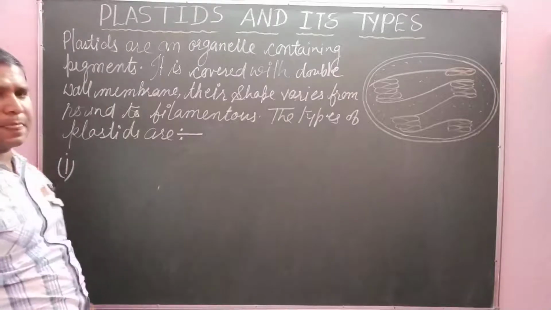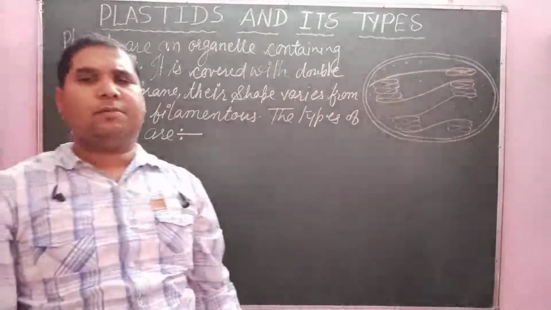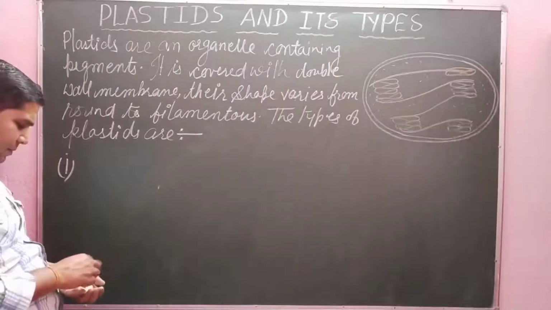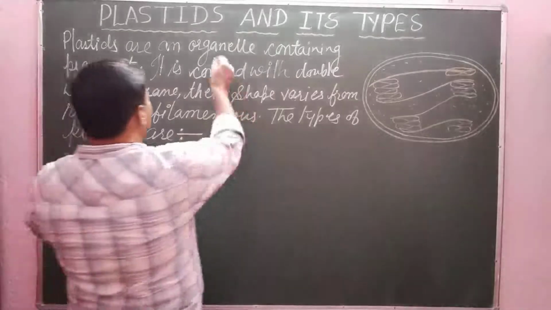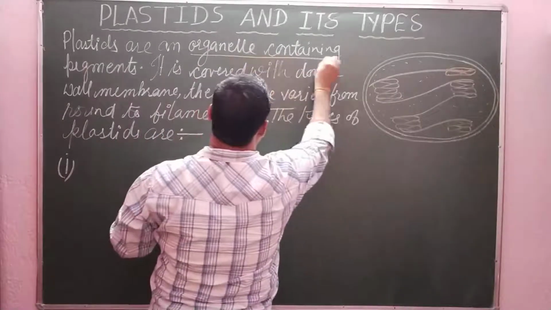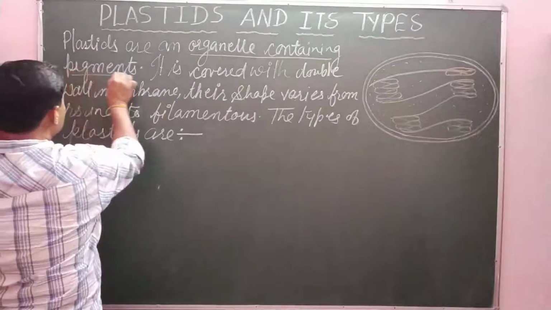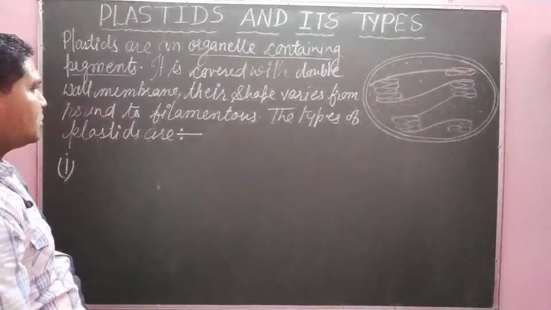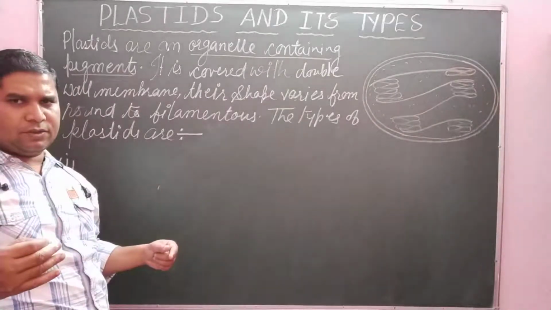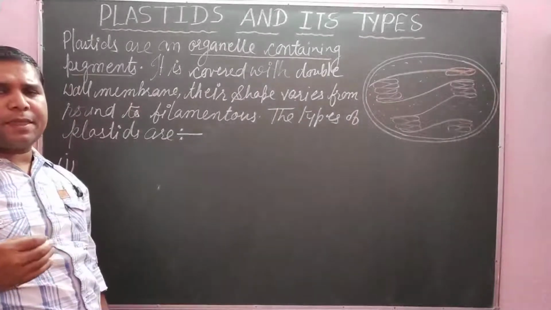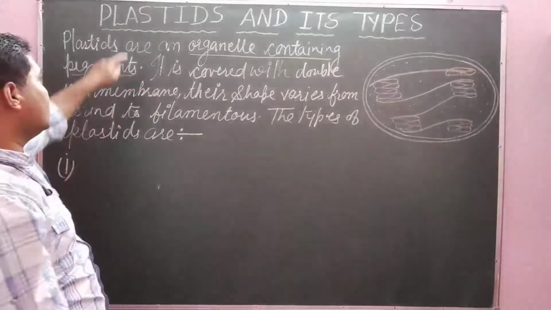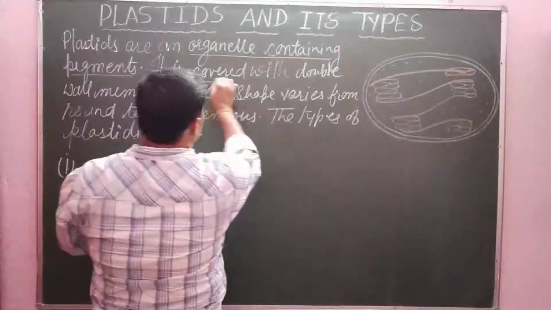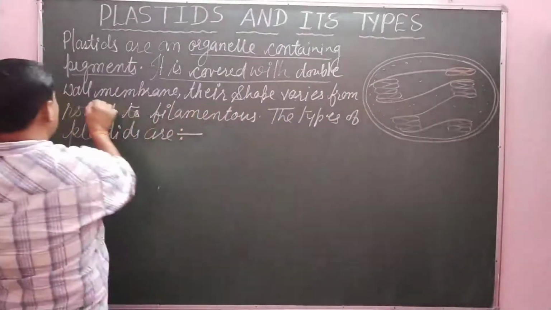So dear student, what do you mean by plastid? Plastids are an organelle containing pigments. What do you mean by pigment? Pigment means color. So an organelle which is responsible to give color to the plant is known as a plastid. It is covered with a double wall membrane.